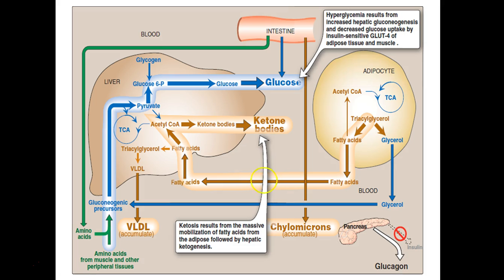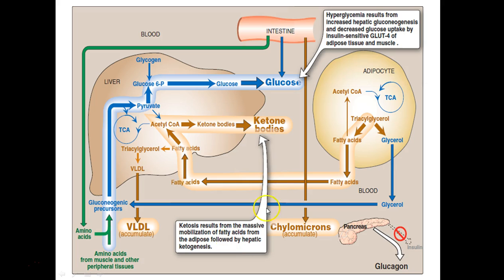So now this one is to give you the idea why there is hyperglycemia in diabetes mellitus. So we can see from intestine glucose is taken, and from liver en route this glucose 6-phosphate, glucose is made, and it is being given out. So hyperglycemia results from increased hepatic gluconeogenesis and decreased glucose uptake by the insulin sensitive GLUT4 either in the adipose tissue or in the muscle.